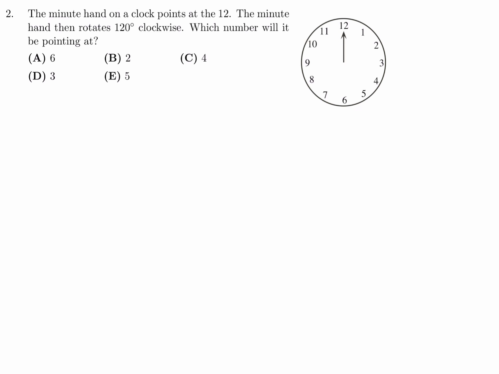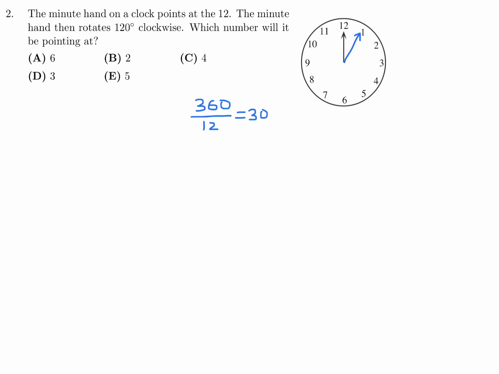Well, each of these numbers represents 1/12 of the total measurement around. So all the way around is 360 degrees, right? If you go all the way around once. So each of those represents 1/12. So 360 divided by 12 is 30 degrees.